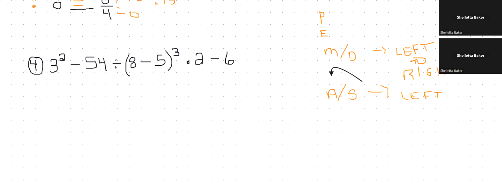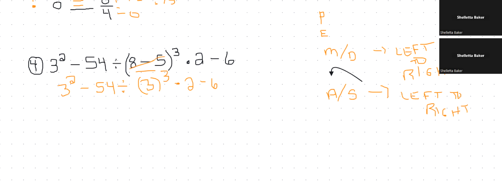So let's look for any parentheses or grouping symbols first. We notice that we have 8 minus 5 in parentheses. So this 8 minus 5 becomes 3 cubed. I'm just going to perform that step and then copy down each of the terms around those values. So our division sign, minus, and our 54 in front, and then our 3 squared.